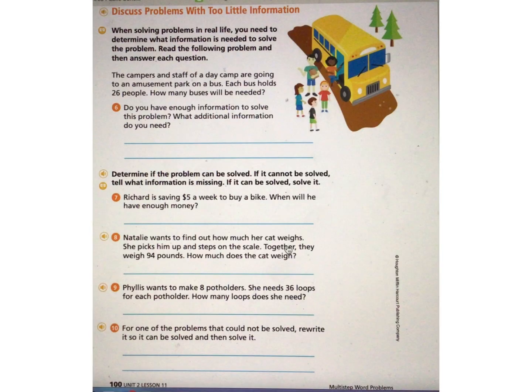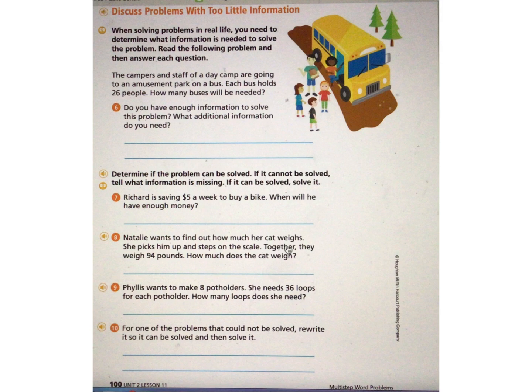For this next page, we are going to need to determine what information is needed to solve the problem, and we're going to cross off the information we don't need or see if it doesn't give us enough information to solve the problem. So for the first one, the campers and staff of a day camp are going to an amusement park on a bus. Each bus holds 26 people. How many buses will be needed?